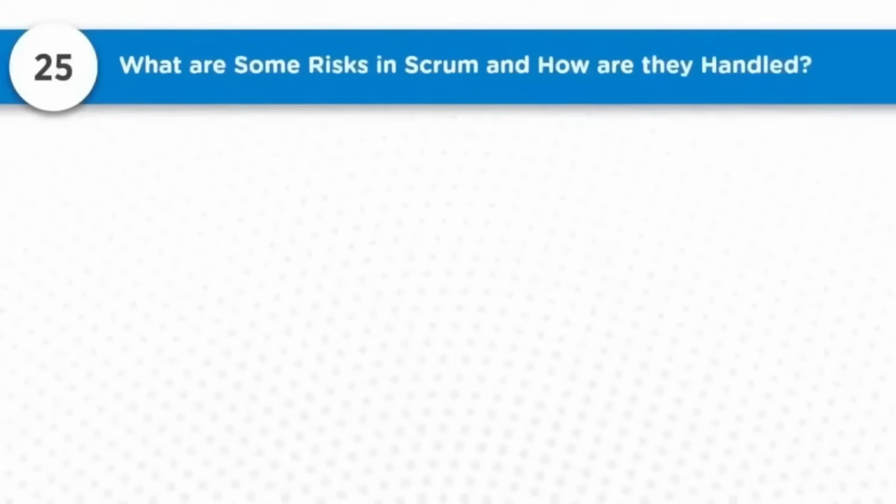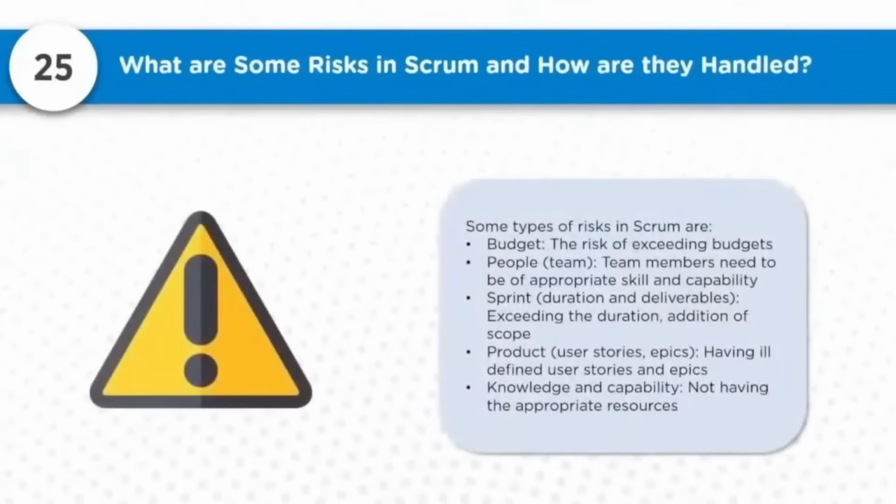What are some risks in Scrum and how are they handled? First of all we should know what risk is. Some types of risk in Scrum are related to budget, people, sprint, product, knowledge and capability. When we say budget, it is the risk of exceeding the allocated budget. I estimated for X, but it is going to X plus delta X. Can we control it? We need to look at that. You need to assess in what possibilities the cost can escalate.